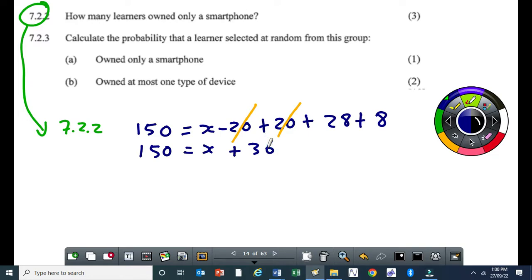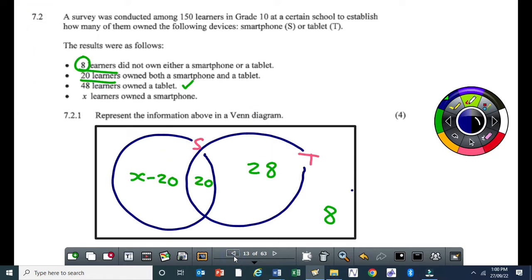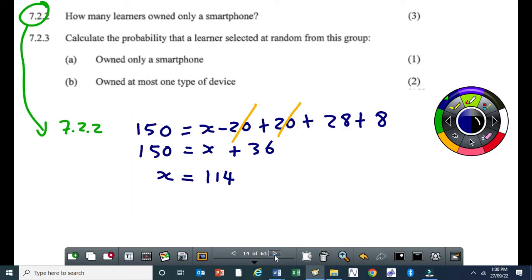It is most likely that most learners will have a smartphone rather than a tablet. So we take the 36 to the left, and then you get 114. So 114 learners, that's the value of x, by the way. The value of x.